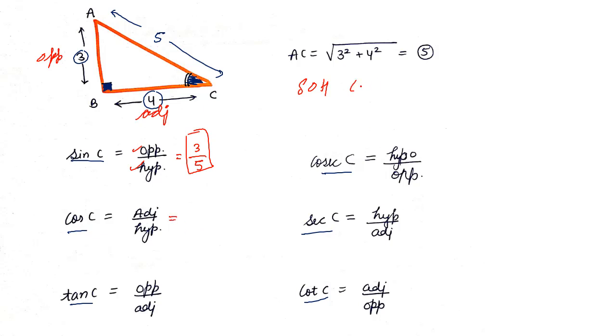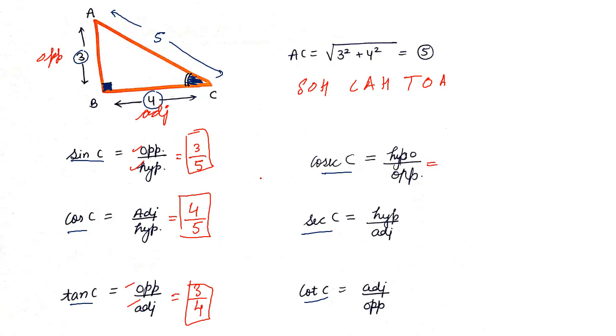Similarly, cos is adjacent divided by hypotenuse. The adjacent side is 4, the hypotenuse is 5. So the answer is 4 by 5. And tan C is TOA, right? So opposite divided by adjacent. The opposite side is 3, the adjacent side is 4. So the answer is 3 by 4.